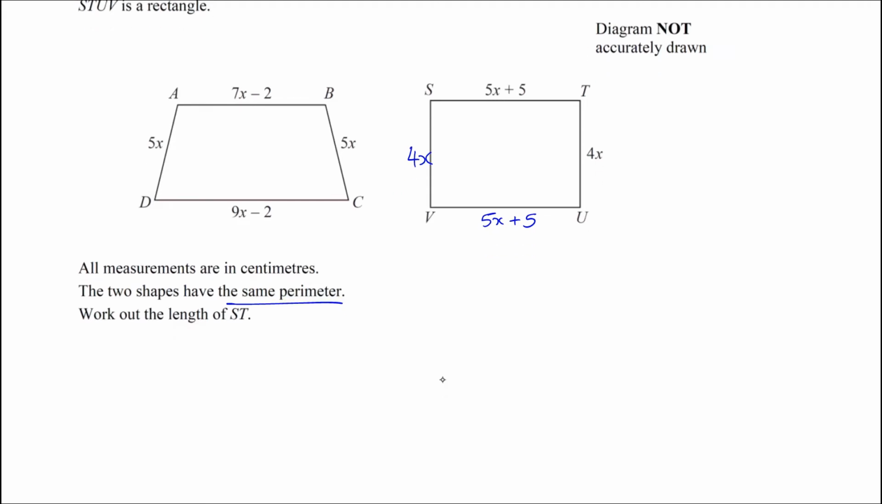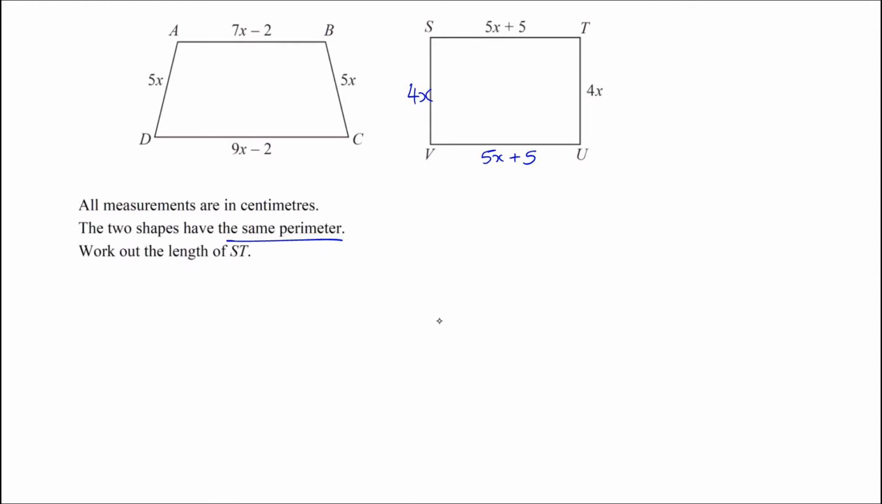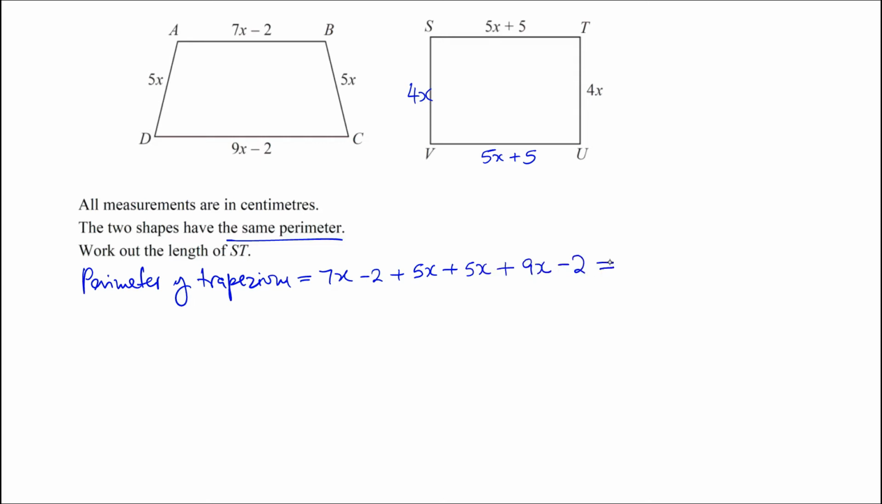Now let's start by writing down the perimeters of each of these shapes. So the perimeter of a trapezium will be equal to 7x minus 2 plus 5x plus 5x plus 9x minus 2, and that simplifies to 26x minus 4.